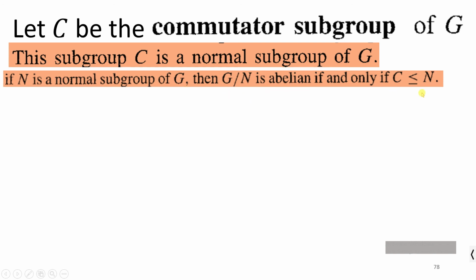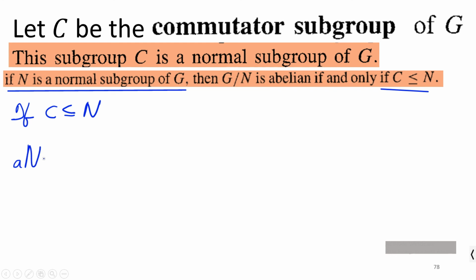So you need to prove that G over N is abelian if and only if C is a subgroup of N, when N is a normal subgroup of G. So we start by assuming that C is a subgroup of N. Let us write: if C is less than or equal to N, that is, if C is a subgroup of N, then G over N is abelian if a condition is satisfied. What is the condition? An into Bn is equal to Bn into An.